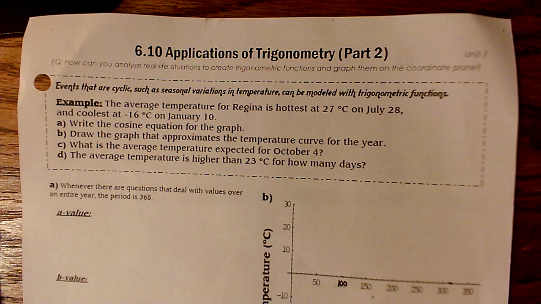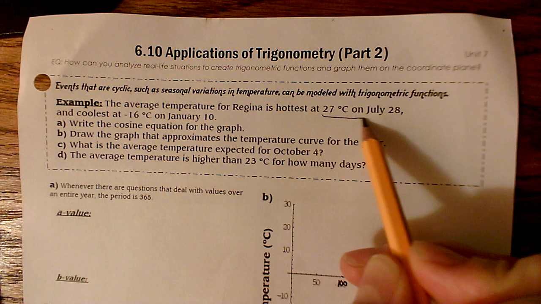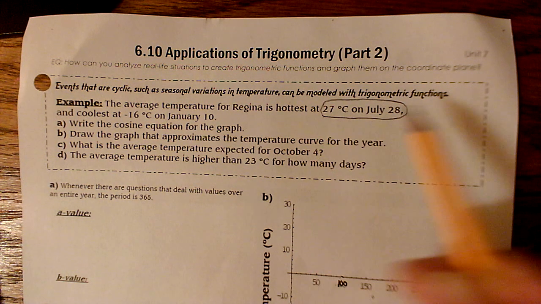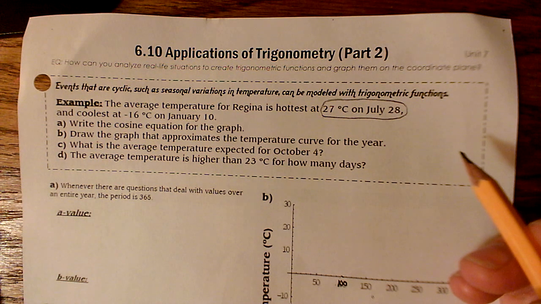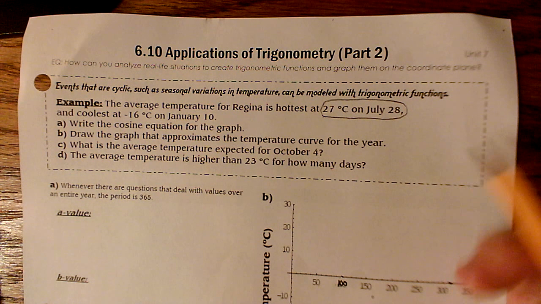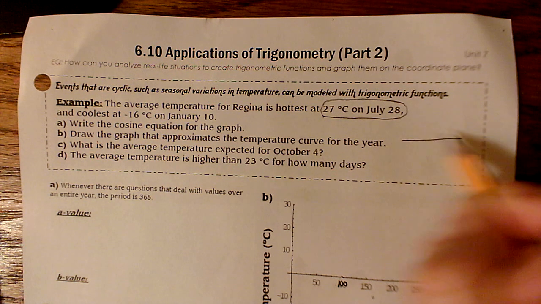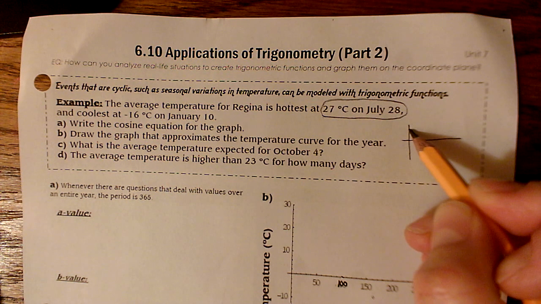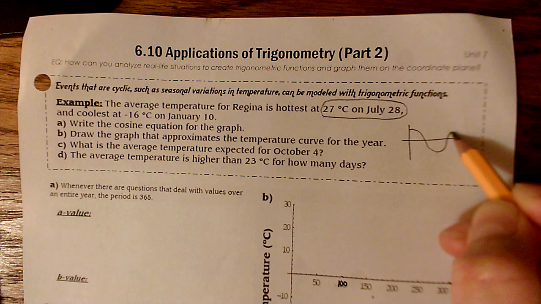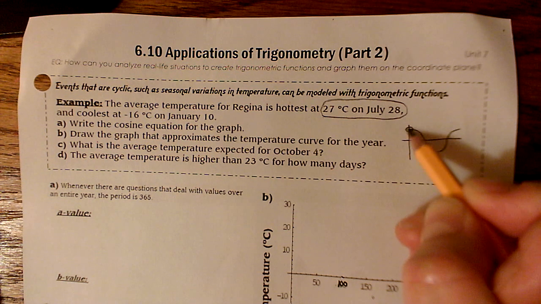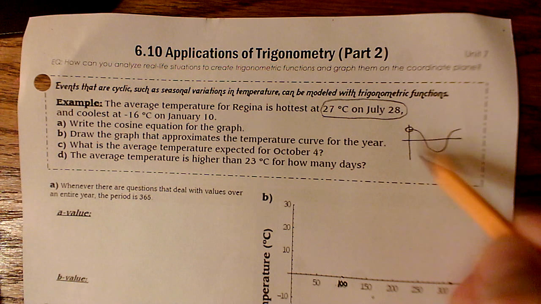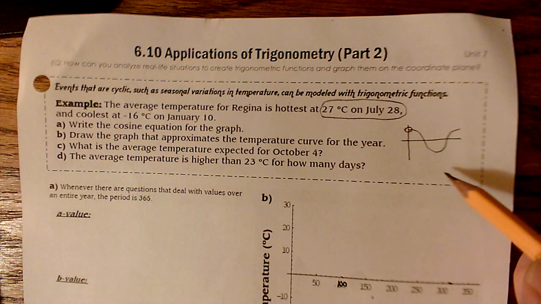On the top of your page you'll see the example here: the average temperature for Regina is hottest at 27 degrees Celsius on July 28th and coolest at negative 16 degrees Celsius on January 10th. So this is our highest or hottest time in the year. That's kind of like our starting point, because if you remember, the graph of cosine starts high. So the high point is where we're starting, wherever that is, even if it's not at 0.